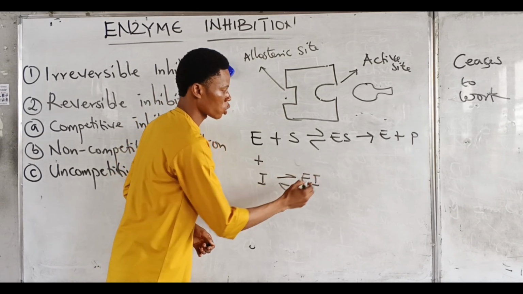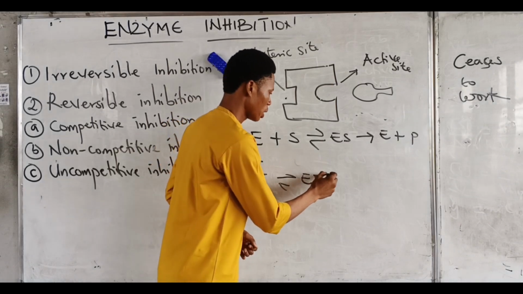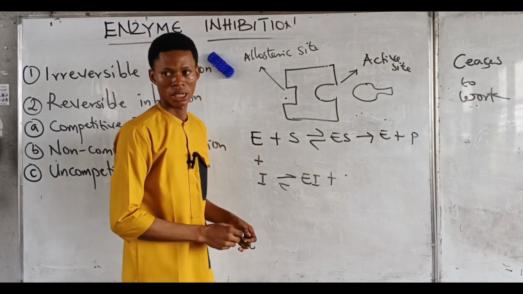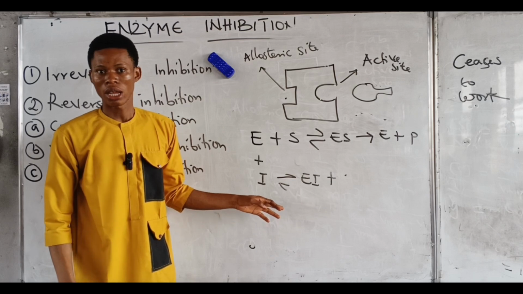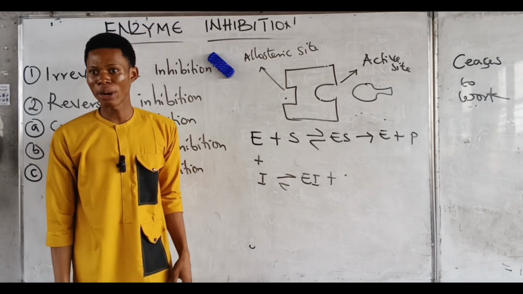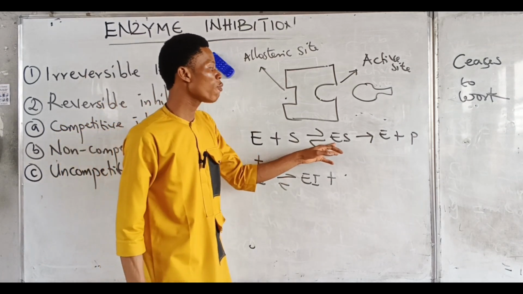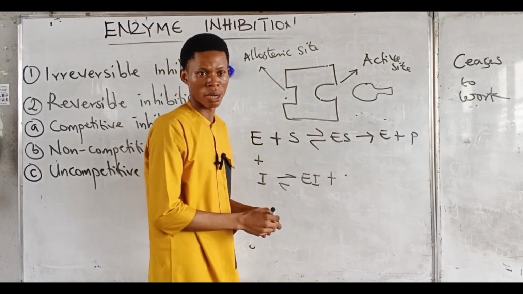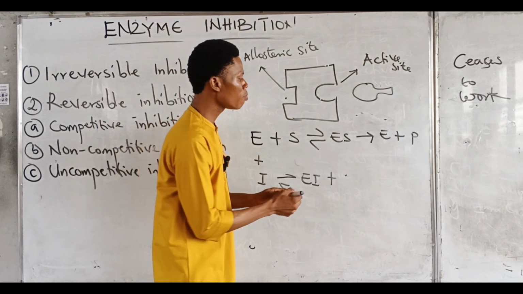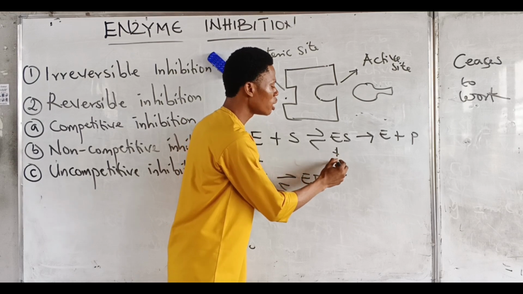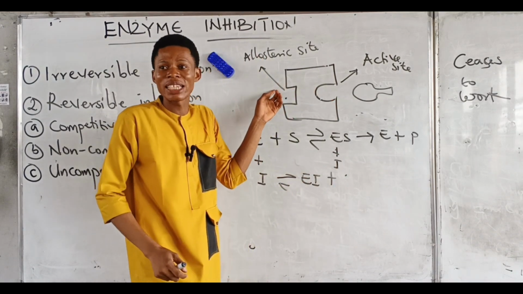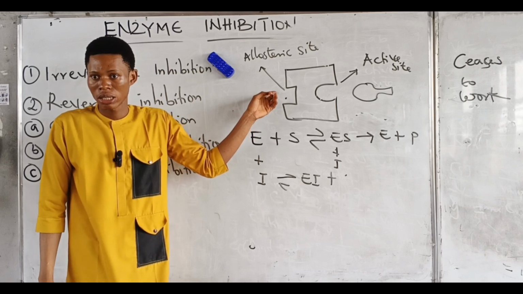Enzyme inhibitor complex, right? At this point, can substrate bind? Can substrate still bind? Now look at this. If we have enzyme substrate complex, can inhibitor still bind? Inhibitor can still bind because the inhibitor is not binding at the active site, it's binding at the allosteric site.